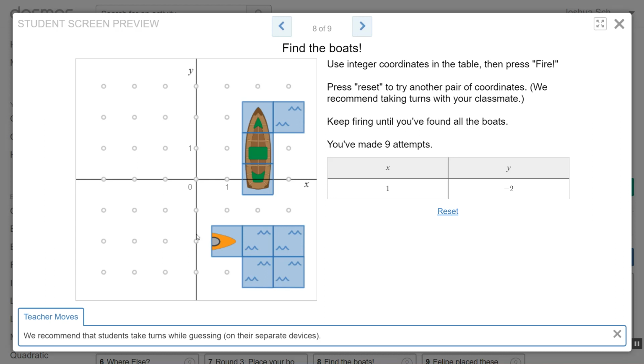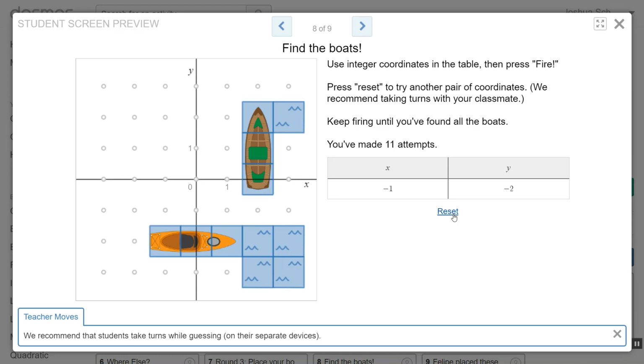So we want to be right here. So that means we're going to be from the center. We're going to go over 0 and then down 2. Nice. So we're going to move 1 more unit to the left. That means that we have to be over -1, down 2. Perfect. Now let's see if we can find the last boat.